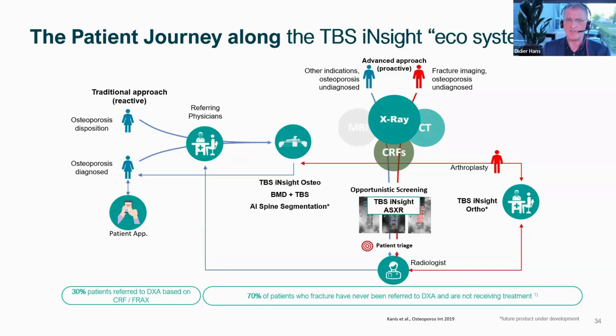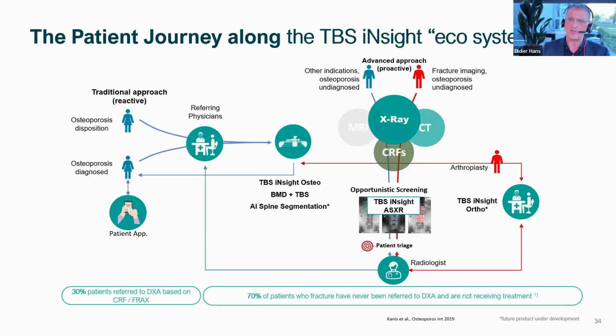So clearly, we are still going to improve TBS inside osteo by having, for example, automatic spine segmentation just to improve the outcome. But the most important is that 70% of patients who fracture have never even been referred to DXA, nor even received treatment. So the idea is to use what we call the opportunistic screening approach from X-ray, which will be a mix of TBS and an AI approach. That, from an X-ray, which could be of the spine, hip, pelvis, or chest, will flag the patient who should be sent to the DXA center.